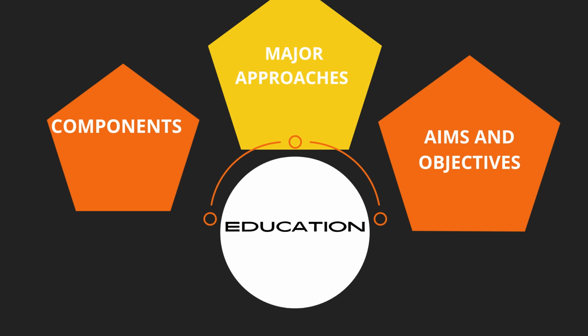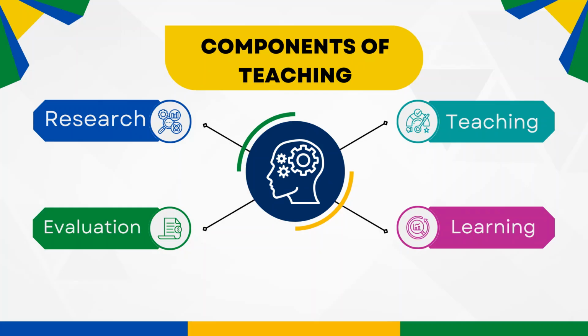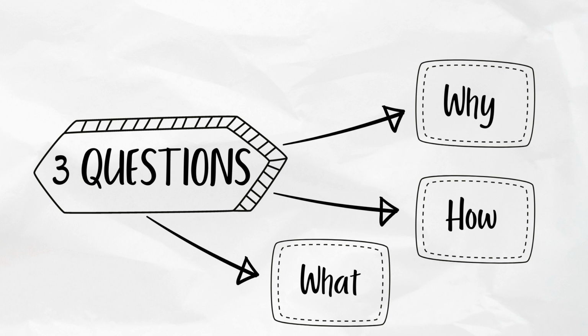So let's start with what are the basic components of teaching. There are four pillars to education. The first one is teaching, second one is learning, and third one is evaluation. A fourth element that has been added recently is known as research. So the four basic pillars of education are teaching, learning, evaluation, and research. And another thing is how this is decided. This is decided based on three questions. The first one, why I want to live in a society? So the three basic questions we ask in education are why, how, and what.